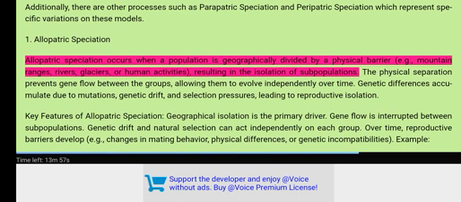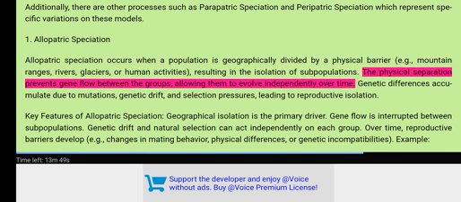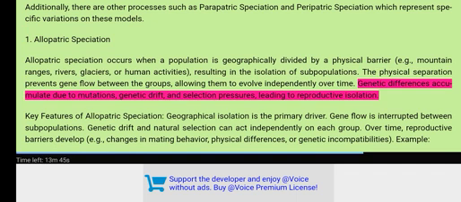1. Allopatric speciation. Allopatric speciation occurs when a population is geographically divided by a physical barrier, e.g., mountain ranges, rivers, glaciers, or human activities, resulting in the isolation of subpopulations. The physical separation prevents gene flow between the groups, allowing them to evolve independently over time. Genetic differences accumulate due to mutations, genetic drift, and selection pressures, leading to reproductive isolation.